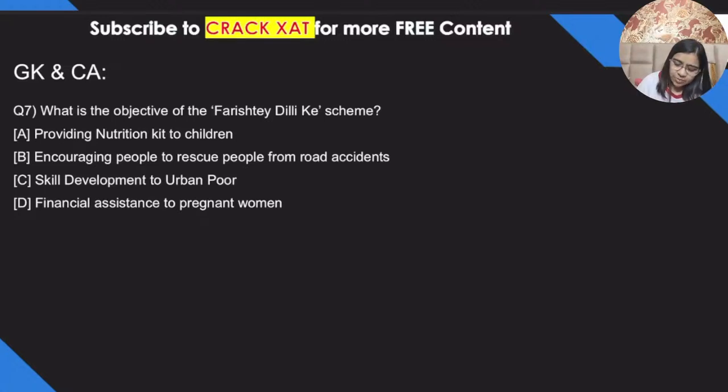Okay, what is the objective of Farishte Dilli Ke scheme? Many correct answers are coming up, I must say. You guys are absolutely right. So, itne sare correct answers aa gaye hain. So, we will not spend much time on this. We will directly come to the answer.